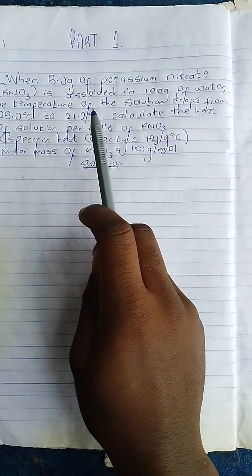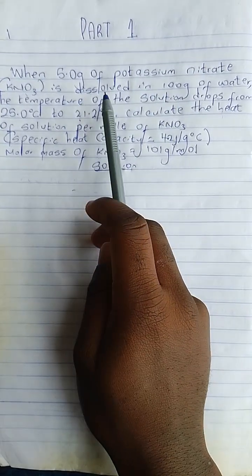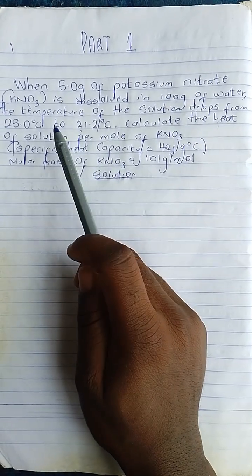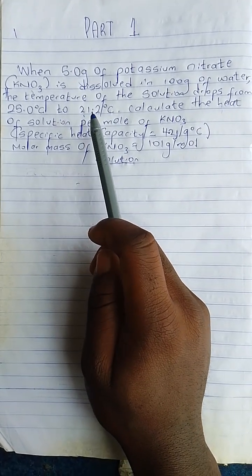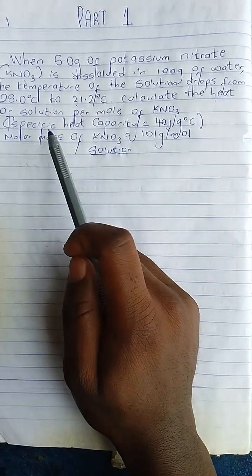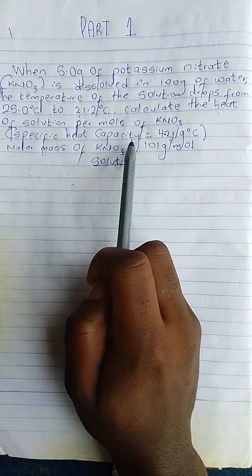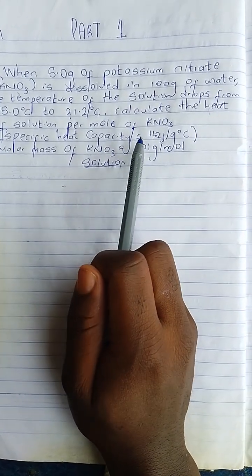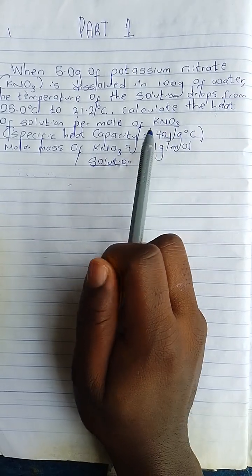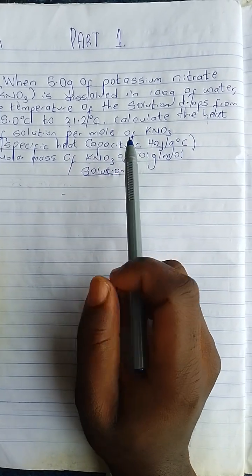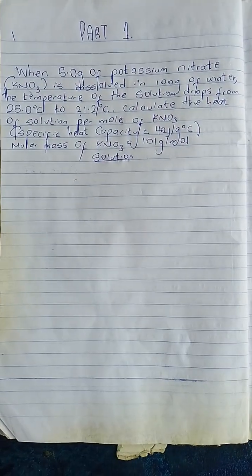It says when 5 grams of potassium nitrate is dissolved in 100 grams of water, the temperature of the solution drops from 25 degrees Celsius to 21.2 degrees Celsius. Calculate the heat of solution per mole of the potassium nitrate. We're given specific heat capacity to be 4.2 joules per gram degree Celsius, and we're given molar mass of potassium nitrate to be 101 gram per mole.